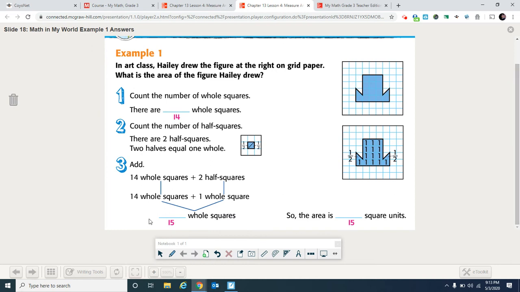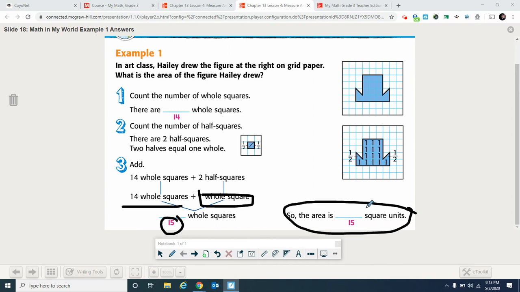So let's say we have 14 whole squares right here, and then the one whole square. Why? Because two halves is equal to one whole square. So all in all, the total is 15 whole squares. So the area is 15 square units. Get it? All right. Okay, so let's move on.